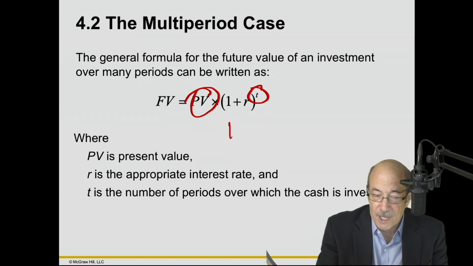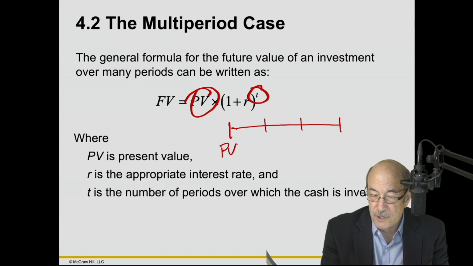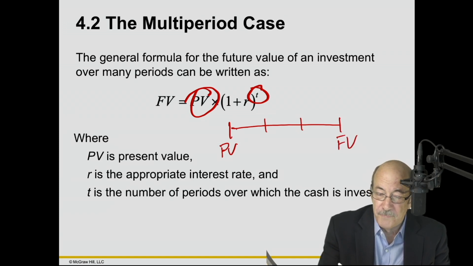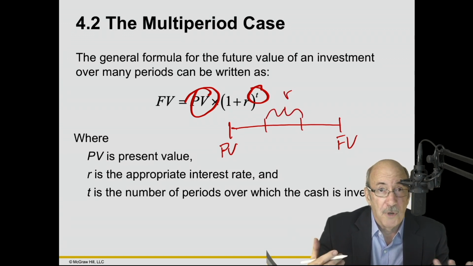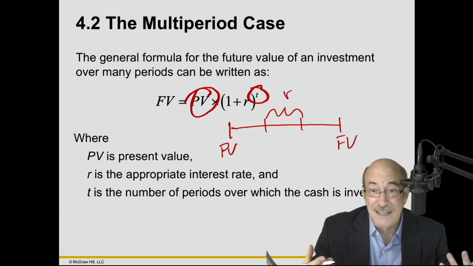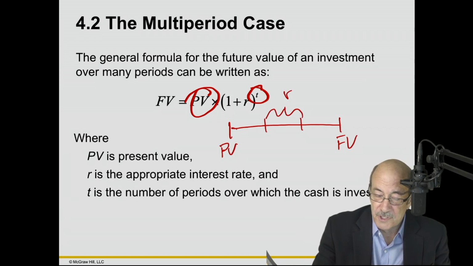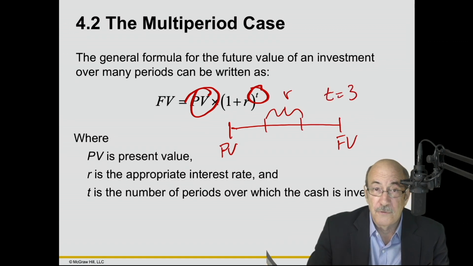So if we have some amount and we want to invest it for 1, 2, 3 periods, then we're going to be looking at a future value 3 periods from now. R is always stated in this period, whatever that is. It could be a month, 6 months, a quarter, a year, and then we just count the number of periods. So our t in this case would be equal to 3.